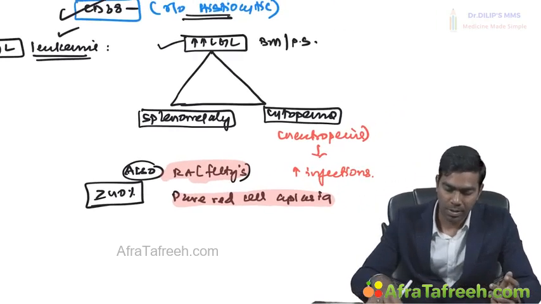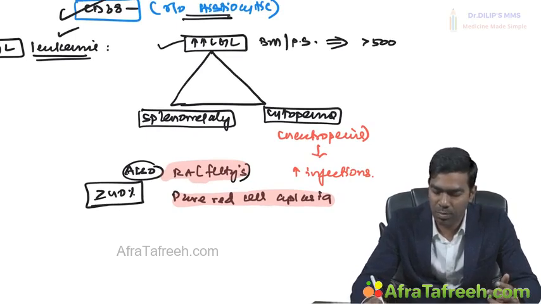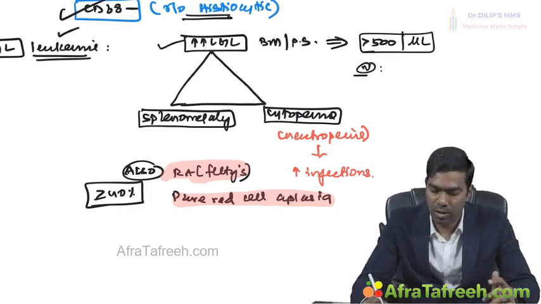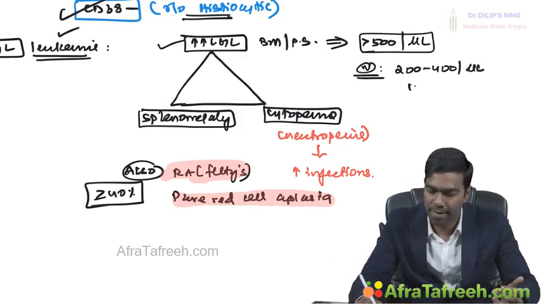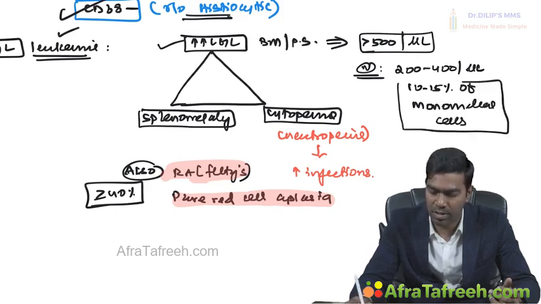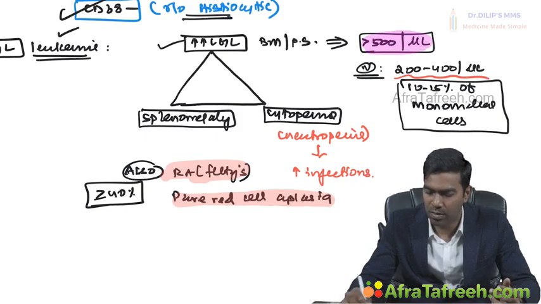Clear? And I told you there will be an increased number of LGLs in the peripheral smear. Typically, it will be more than 500 per microliter. So what is the normal LGL value? LGL is approximately 200 to 400 per microliter in the peripheral smear in the normal population, and it contributes 10 to 15% of the mononuclear cells. If it exceeds 500, that is what we refer to as increased LGLs in the peripheral smear, large granular lymphocytic leukemia.